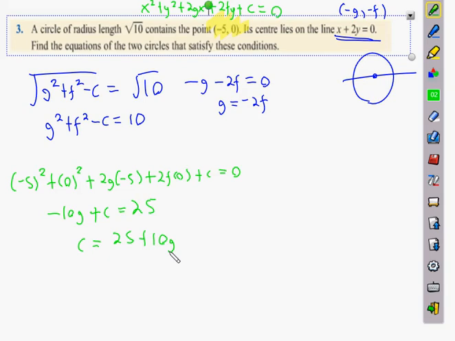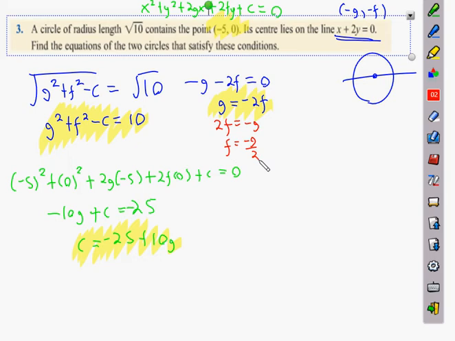Can anybody make a suggestion as to what I should do with all three equations? My suggestion is we use g squared plus f squared minus c equals 10 and change everything to g's. So I'm going to get f on its own: 2f equals -g, so f equals -g over 2. Would you be happy with that?